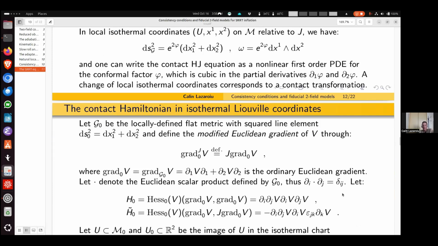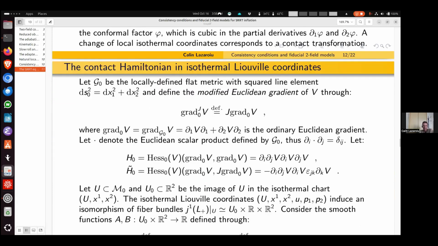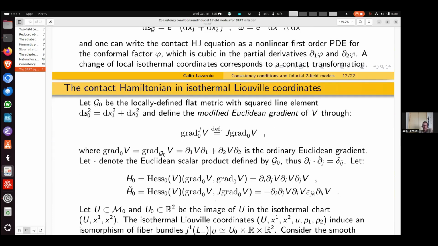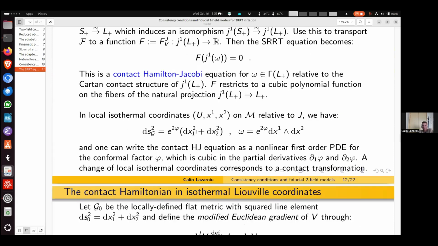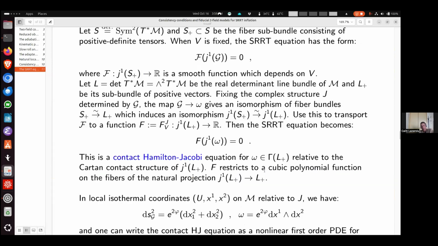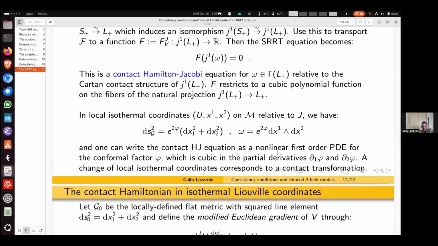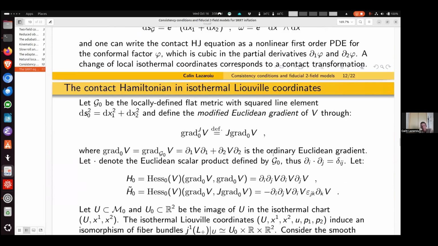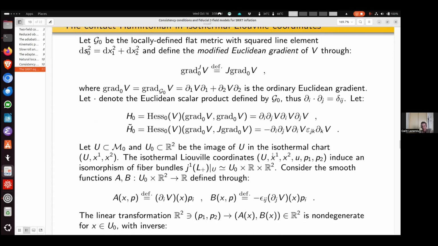Okay, so now I finally can get into the meat of the talk, and I don't have much time left. So what is the form of the contact Hamiltonian in isothermal Liouville coordinates? So what are isothermal Liouville coordinates? If I choose these isothermal coordinates on M relative to J, then I can lift them to some kind of natural Liouville coordinates on J1 of L plus, which I call isothermal Liouville coordinates. And they are defined precisely in our preprint, but I don't want to discuss this here because I don't have time.